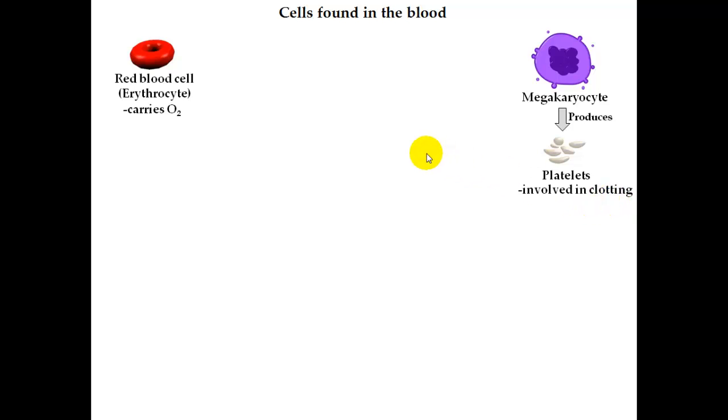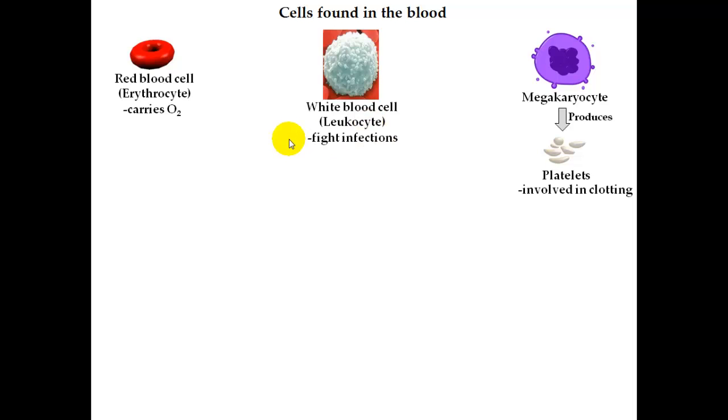A third major type of cell that you find in the blood are white blood cells. Another term for white blood cell is leukocyte. And so it turns out that this is the type of cell in the blood that we're going to be focusing in on here. We'll mention here that what white blood cells do, their basic function, is that they help fight off infections.